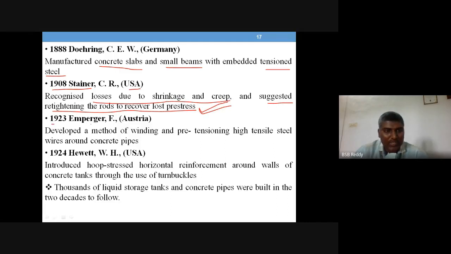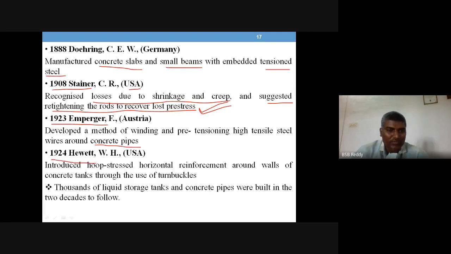And again in 1923, Emperger from Austria developed a method of winding pre-tensioning high tensile steel wires around concrete pipes. So to make concrete pipes, nowadays they are very common for us, but in 1923 it was first thought by Emperger to wind the pre-tensioning high tensile steel wires around the pipes.